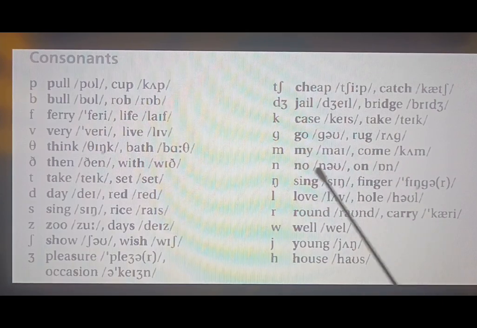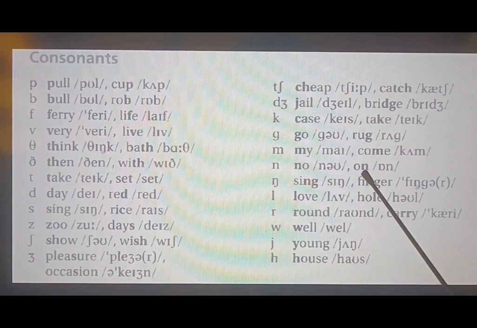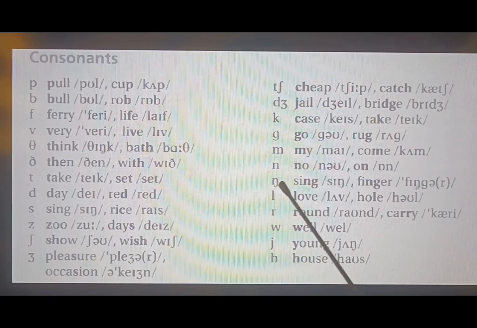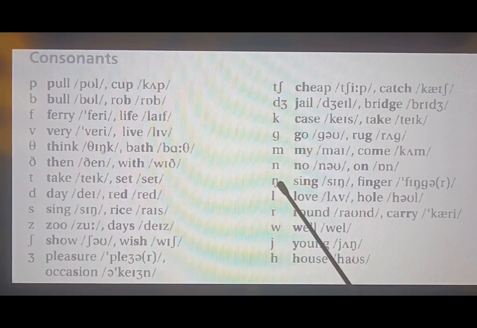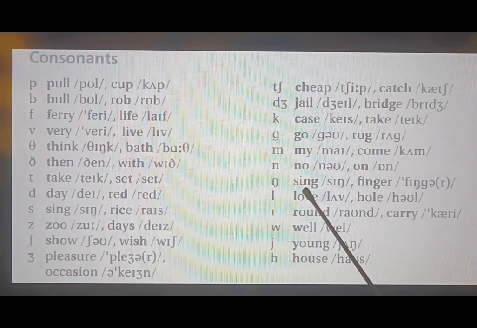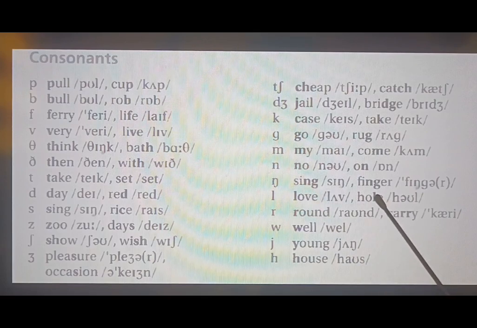M, like my, come. N, like no, on. Some languages don't have this or don't have this sound in common with English. So you have to be careful. This is the n sound somehow combined with g sound, but you don't continue to the end of g sound, okay? So this is how I can explain it to you in simple or plain language. Anyway, sing or finger. Well, l sound like love, like whole.